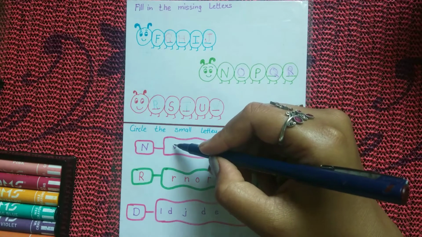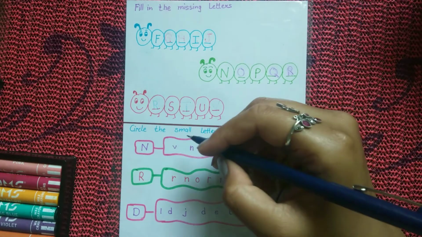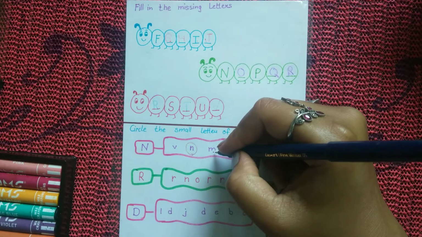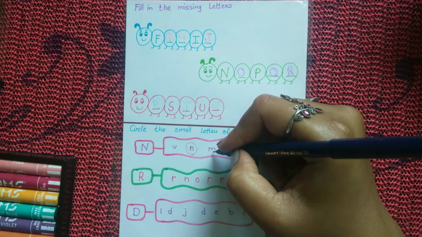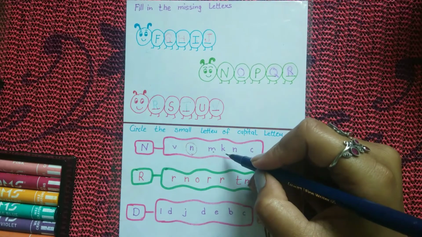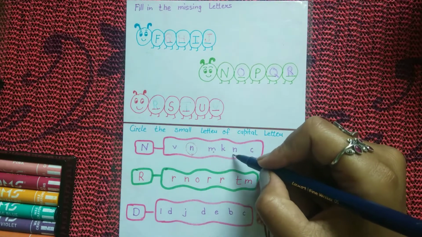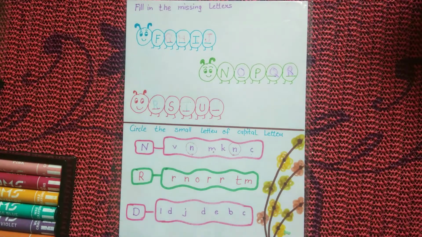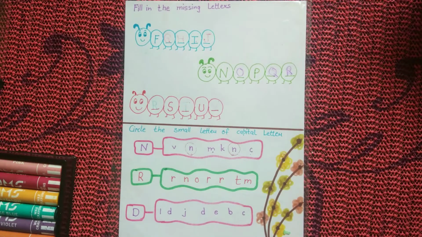Is this small n? No. This one? Yes. This one? No. But it looks like it, because this is letter M. This one? No. This one? Yes. This one? No. Now look for the next letter, everyone.